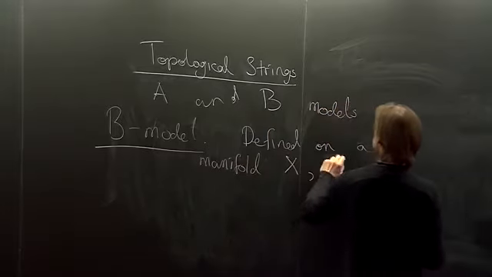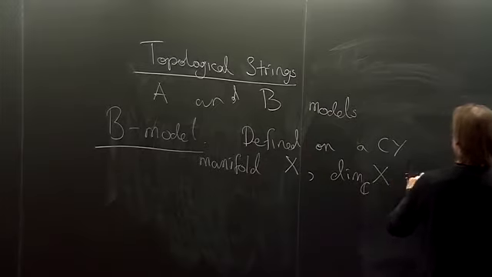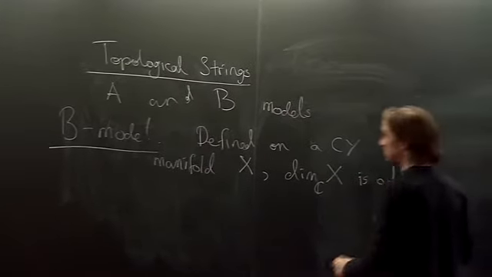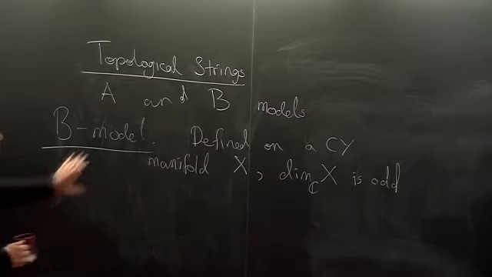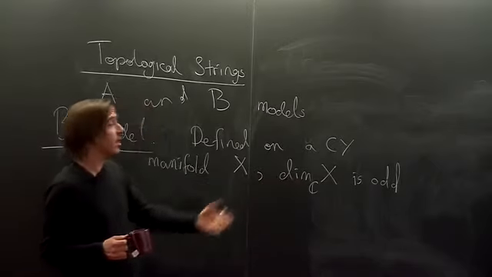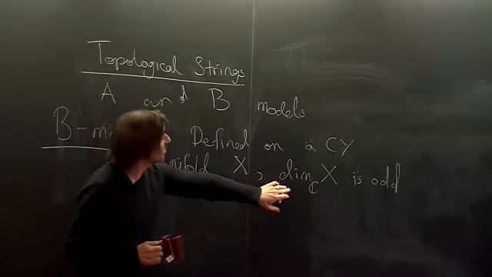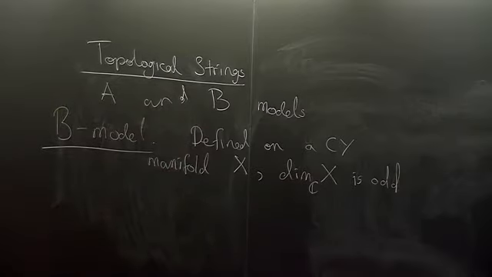X is complex dimension, we'll assume to be odd. Ultimately, what we'll find is that the usual three-dimensional version, well, that's of course the usual topological string, but if I study this in a Calabi-Yau fivefold, that's very closely related to type 2B string theory.